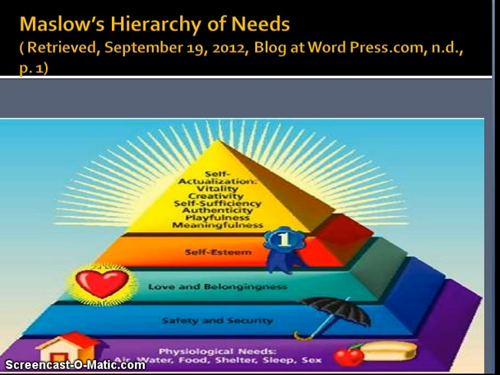Next, I have Maslow's hierarchy of needs pyramid. We are working with the two at the bottom: the basic physiological needs, air, water, food, shelter, sleep, etc., and of course, safety and security.